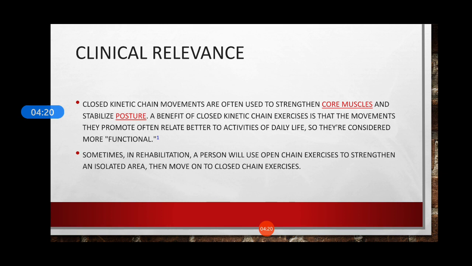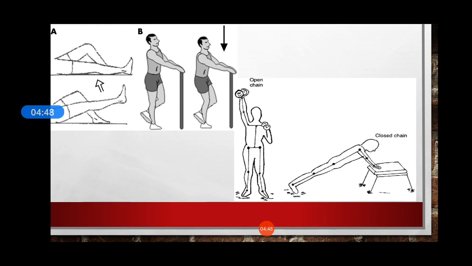Now, when we talk about the clinical relevance, closed kinematic chain movements are often used to strengthen the core and the postural muscles. A benefit of closed kinetic chain exercises is that the movements they promote often relate better to activities of daily living. So we call them functional. Sometimes in rehabilitation, a person will use open chain exercises to strengthen an isolated area and then further move to closed kinetic chain exercises. Here you can see the example of open as well as closed kinetic chain exercises.